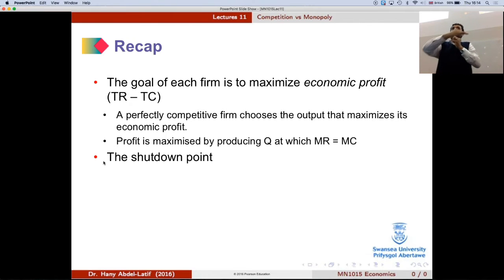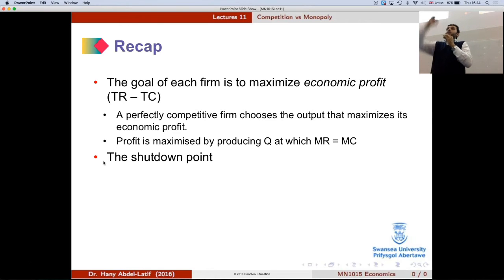So when the price covers just the average variable cost, it means it doesn't cover the average total cost. The average total cost has 2 components, the variable and the fixed. So when it covers only the variable cost, it doesn't cover the fixed cost.